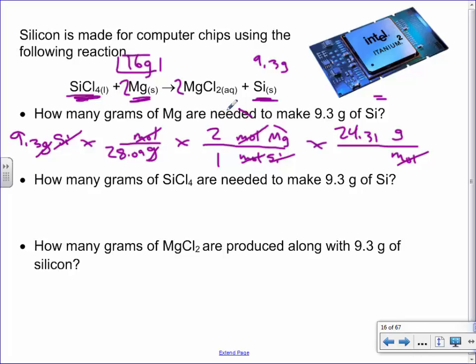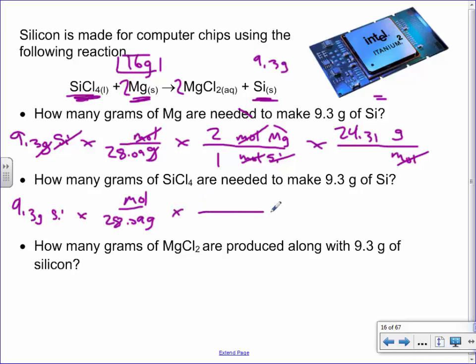Okay, but to make the silicon, yeah, you need 16 grams of magnesium, but you're also going to need some silicon tetrachloride. So we can do the exact same work and try to figure out how much silicon tetrachloride to bring as well. And it may be more or less. It really depends on weight. Now, here's the great thing. You guys are going to like this part here. Much of the work remains the same. Watch. I'm still starting with 9.3 grams of silicon. And I still know silicon's molar mass is 28.09. That part hasn't changed.